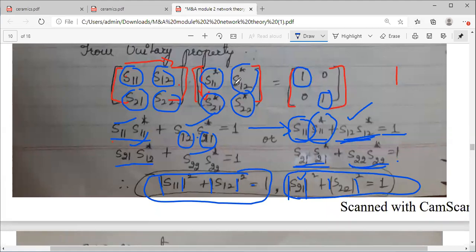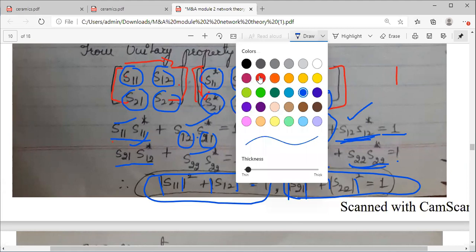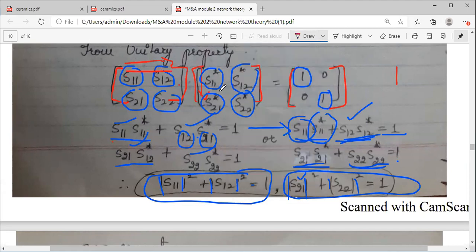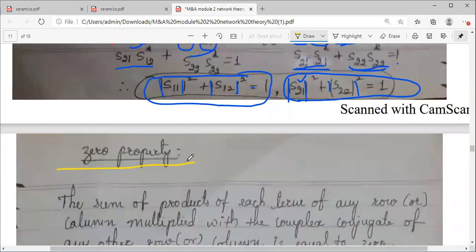There is one more property under this only, okay, as a subsection, as a note you can take inside this unitary property only. When I told you to multiply, you have taken the first row and first column, and the second row and second column. What about the first row and second column? You can see here another two values are remaining with this red color. You can see these two. If you take the first row and first column, you can equate it to first term, and first row and second column you have to equate it to 0. So that is one more property, we call it zero property.